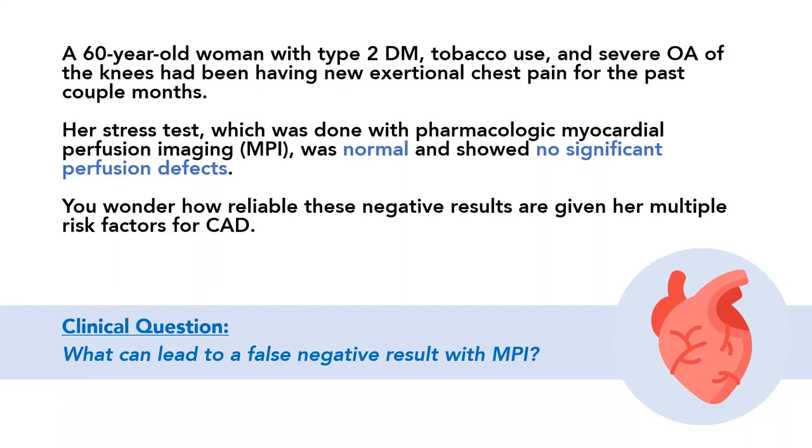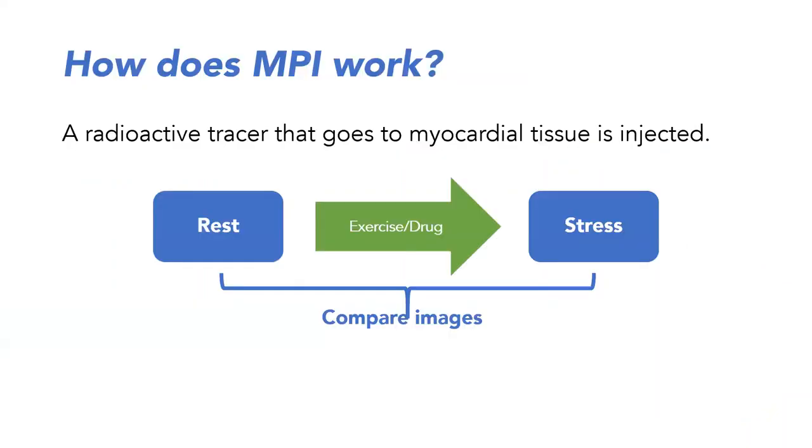However, you wonder how reliable these negative results are given her multiple risk factors for CAD. So the clinical question that we'll be tackling today is, what can lead to a false negative result with MPI? Let's first go over how MPI works.